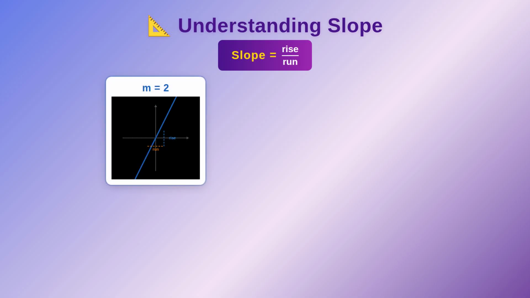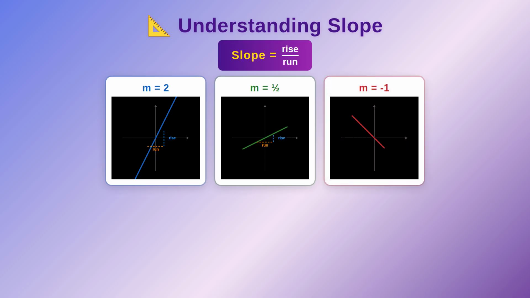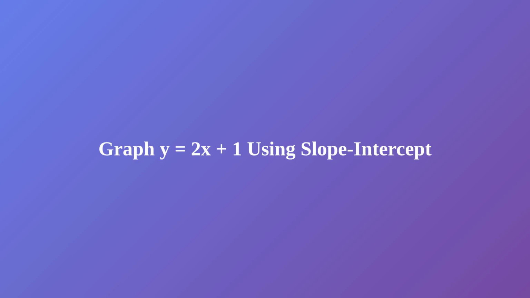Slope is one of the coolest ideas in all of math. Think of it like a hill. Rise means how many steps you go up or down. Run means how many steps you go to the right. Slope equals rise divided by run. A slope of 2 means for every 1 step right, you go up 2. Pretty steep. A slope of 1/2 means for every 2 steps right, you only go up 1. More gentle. Maya imagines skateboarding down different slopes. The bigger the number, the steeper the ramp.